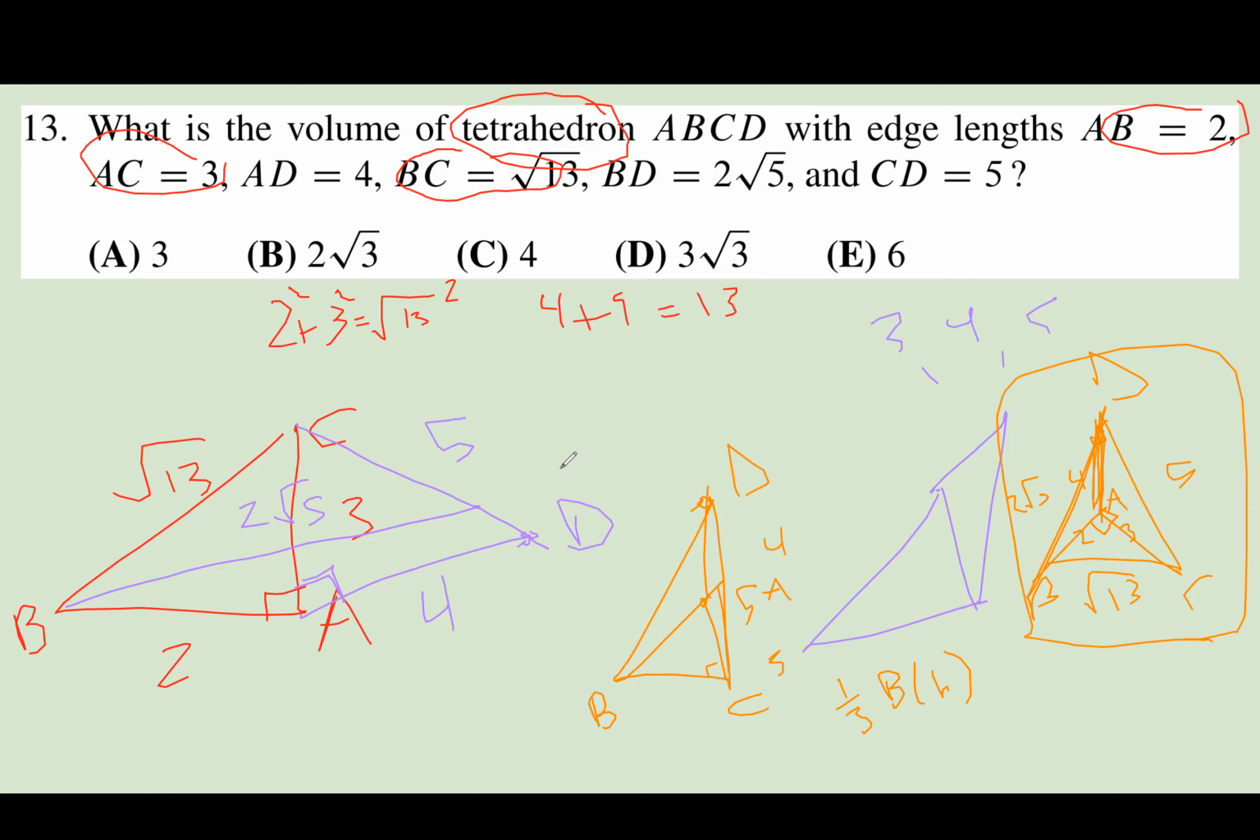Yeah, it's going to be 1/3 times the area of the base. The base is a triangle with sides 2 and 3, so half of 2 by 3 would be 3. And then the height is AD, which is 4. So you get 1/3 times 3 times 4, which is just 4. So the answer is C.